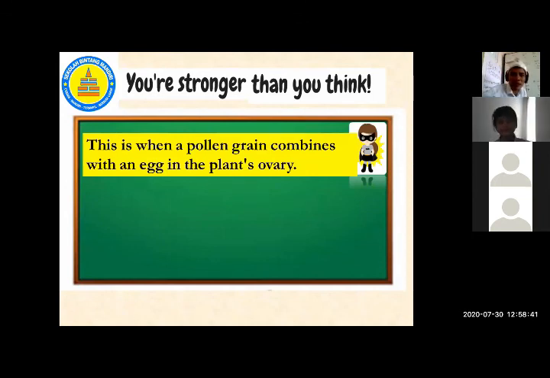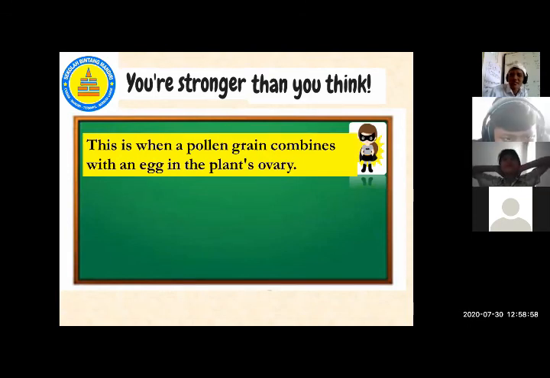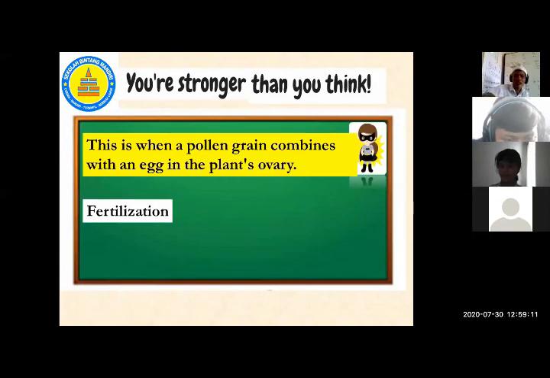This is when a pollen grain combines with the egg in the plant's ovary. What happens? Kapan itu? Ini adalah ketika pollen grain bergabung dengan telur in a plant ovary. Pollination. No, itu bukan pollination. Itu proses pollination. Fertilization. Yes, fertilization. Apa artinya fertilization tadi? Pembuahan. Yes. Pembuahan. When male gametes and female gametes join together, it is fertilization. Yang dibentuk apa? Zygote. Very good. Okay, let's go. Next.